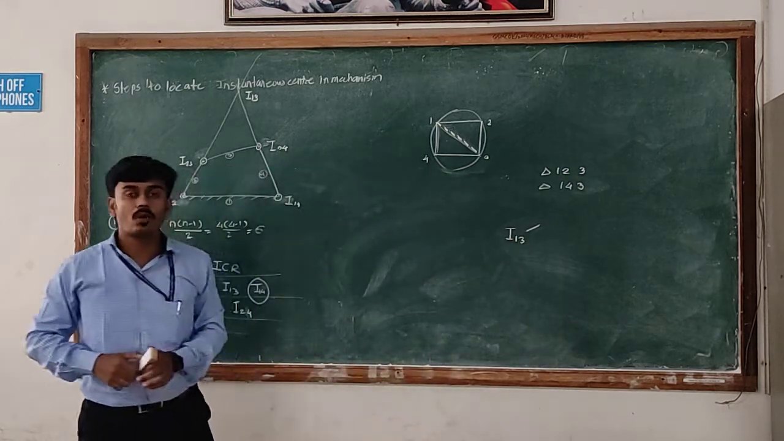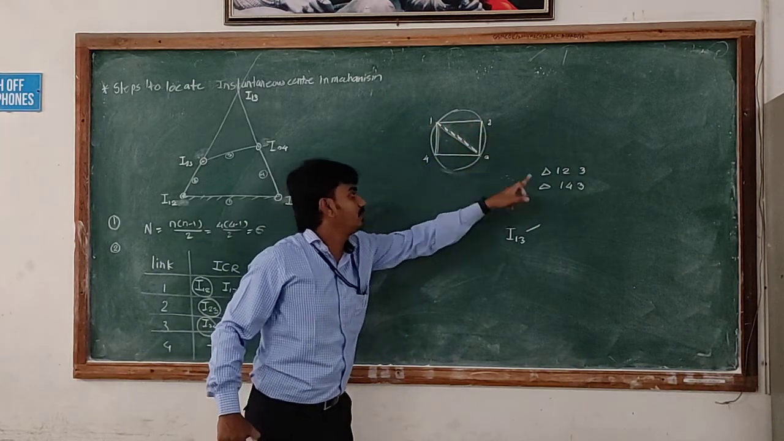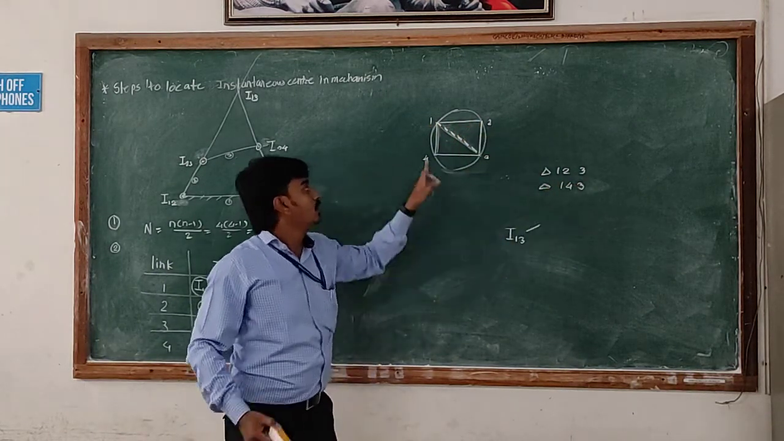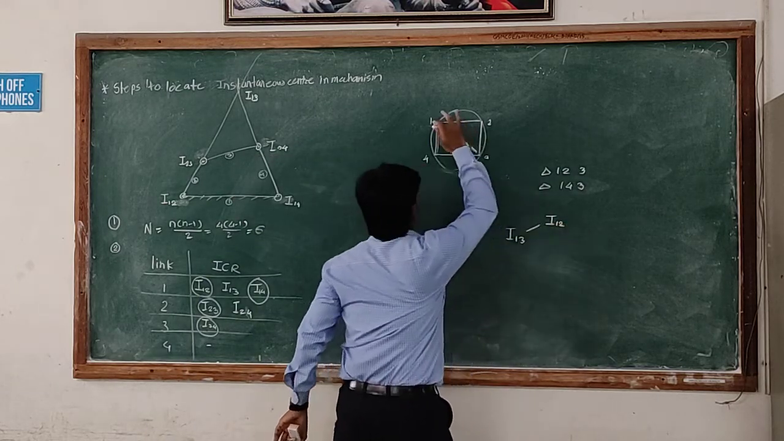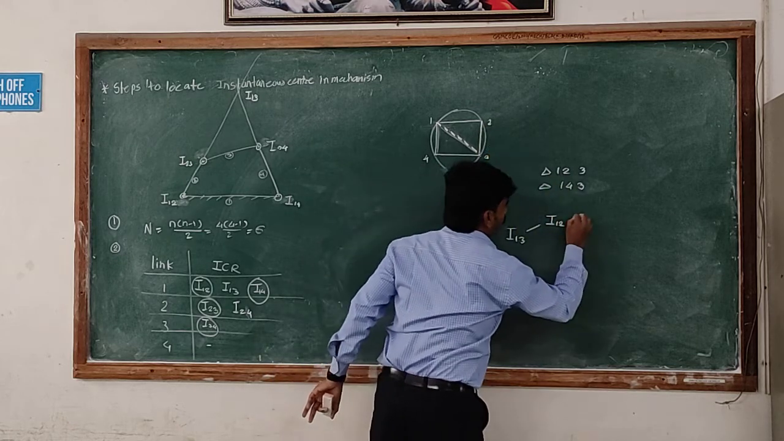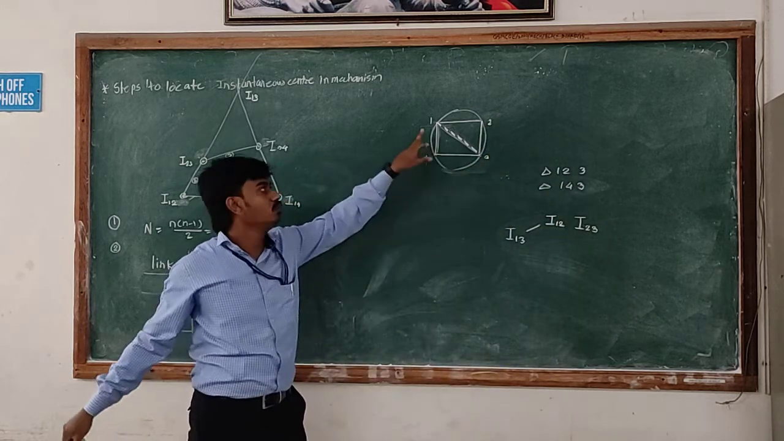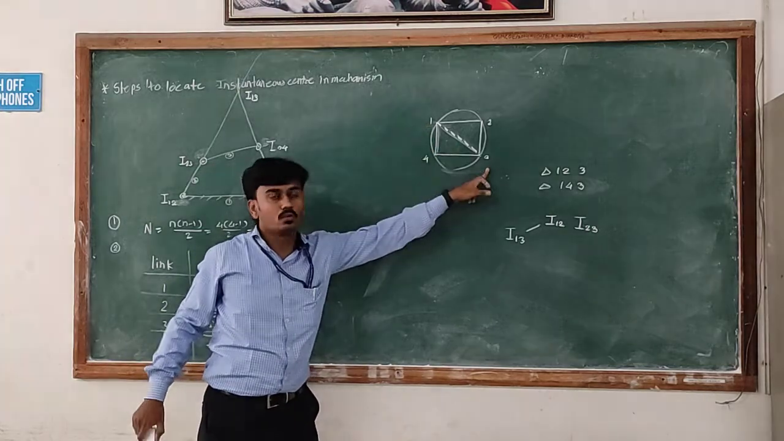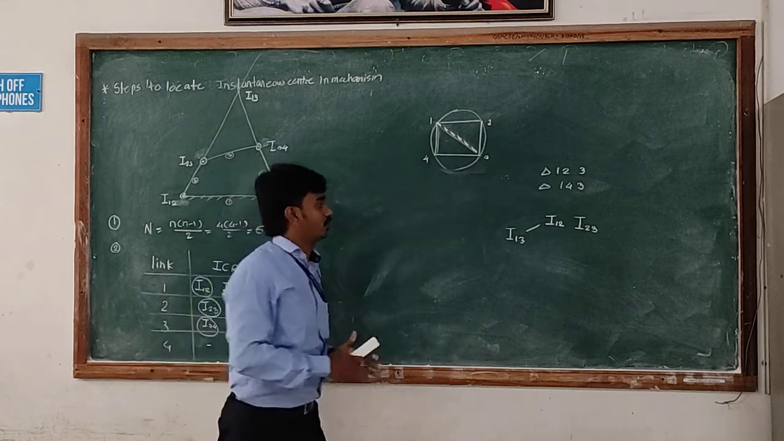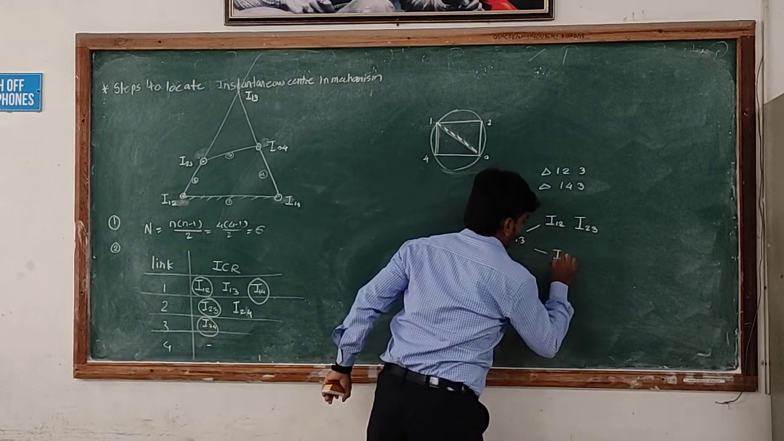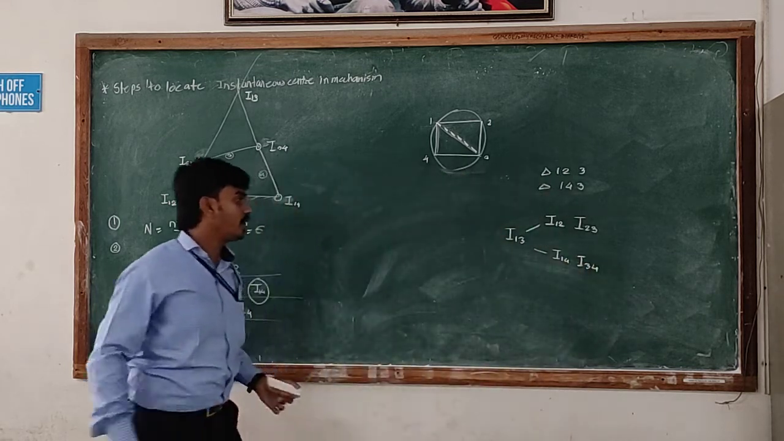Now we obtain the ICR 1 3. If we move from 1 2 3, means in triangle 1 2 3, we require ICR 1 2 and ICR 2 3. Similarly, if we move in this direction to reach the point 3, we require ICR 1 4 and ICR 3 4. That is ICR 1 4 and ICR 3 4.